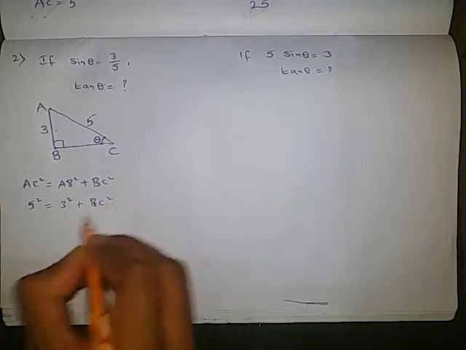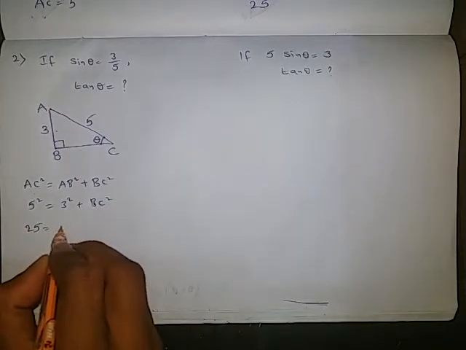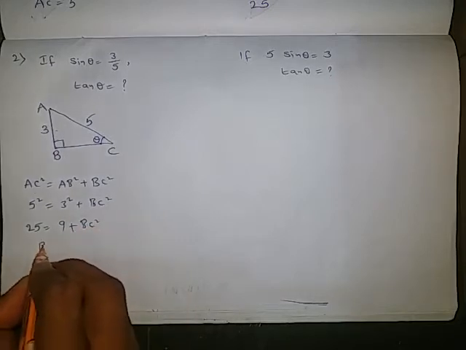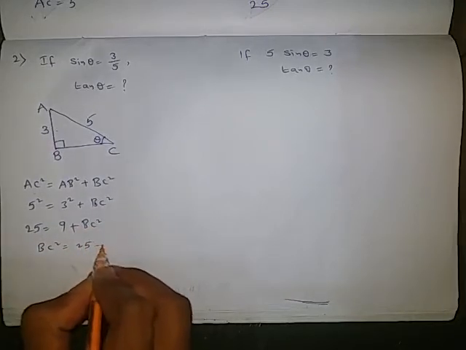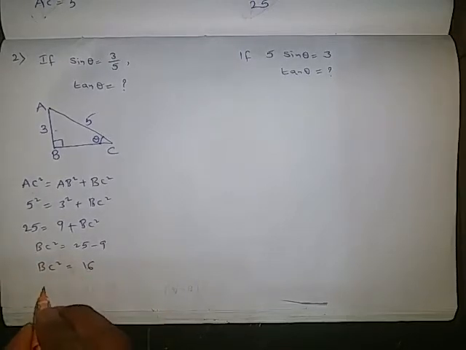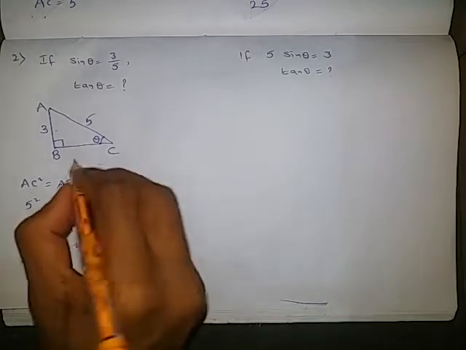We don't know BC, so keep it as it is. 5 square, 25, is equal to 3 square, 9, plus BC square. If we take 9 to that side, BC square is equal to 25 minus 9. So BC square is equal to 16. Then BC is equal to 4 units. So this BC value we got as 4 units.